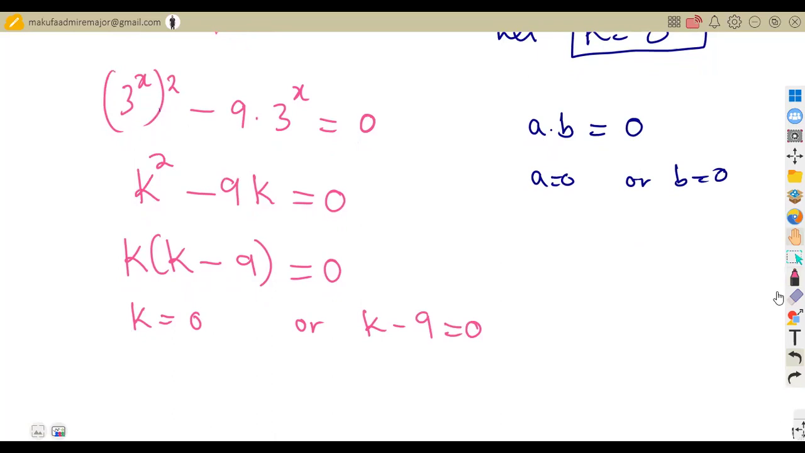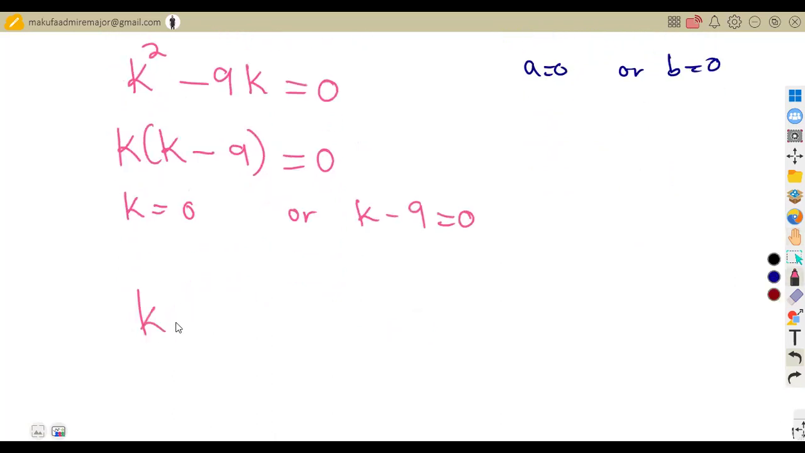So therefore, we can solve for k in this case. The first one, we got k being equal to 0, or from this, if we transpose negative 9 to the other side of the equation, it becomes a positive. So k is equal to a positive 9.